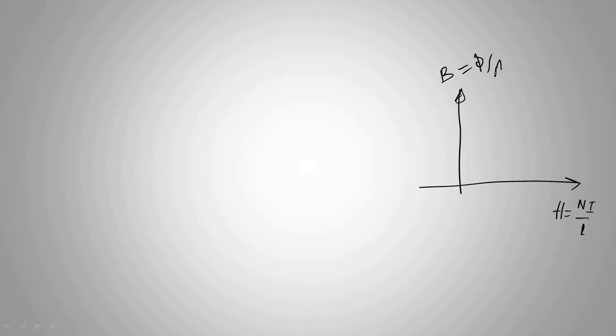The hysteresis loop is a curve showing the relation between the input and output. Here the input is the magnetizing force, equal to Ni by L, and the output is the magnetic flux density, equal to phi by A.